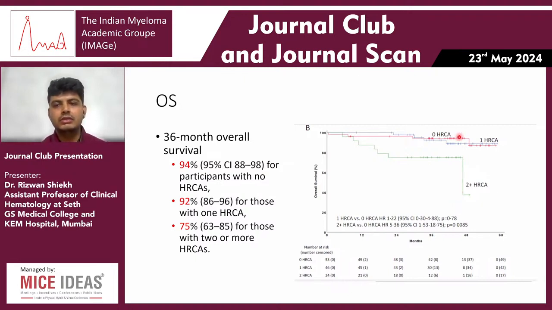So we see that the outcome is still not as good for patients who have 2 or more cytogenetic abnormalities as compared to the patients in the first and second group, that is without any abnormality and one, and there's no statistically significant difference in their outcomes. However, when we compare the patients who have 2 or more abnormalities as compared to none, then there is a significant difference between the outcomes of overall survival of these patients.